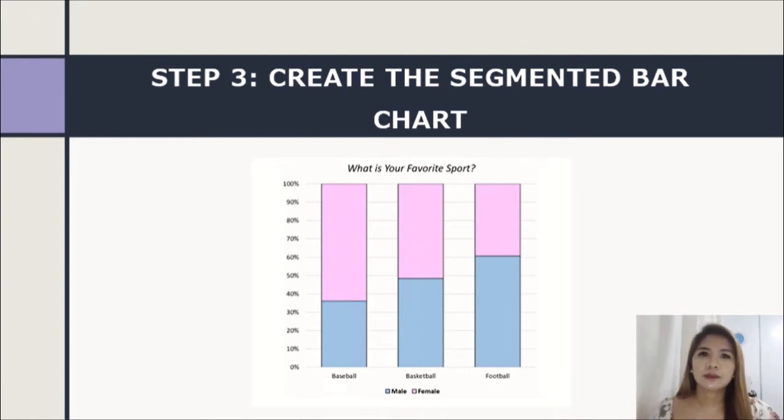gender. For example, we can see that out of the respondents who chose football as their favorite sport, about 60% of them were male. Conversely, out of the respondents who chose baseball as their favorite sport, less than 40% of them were male.